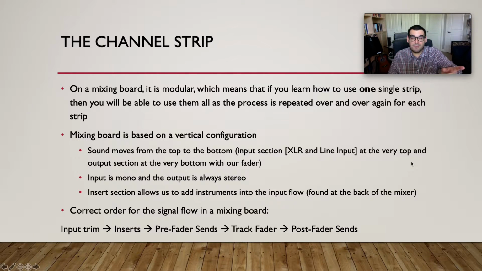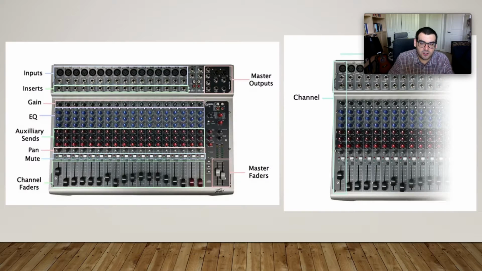Remember, sound travels through the mixing board from the top all the way down through to the bottom of the channel fader and then out. This is really important to know, the correct order for the signal flow in a mixing board. We start at the input trimmer at the top, we go to inserts, pre-fade sends, track fader, and then post-fader sends. Let's take a look.